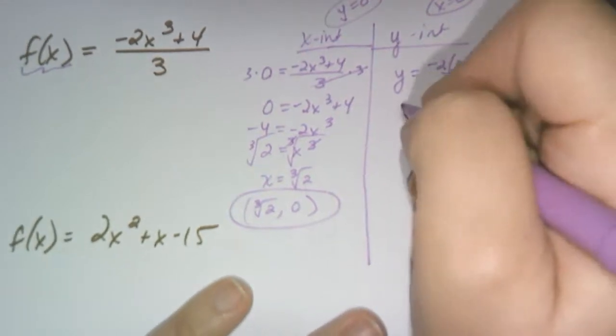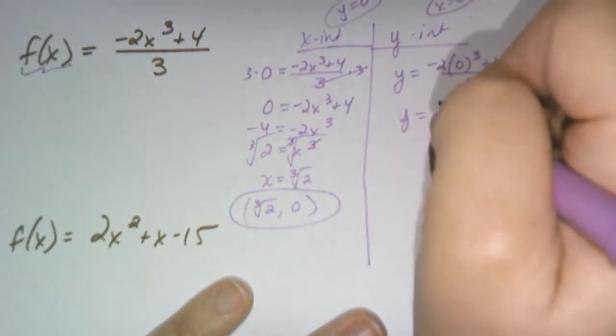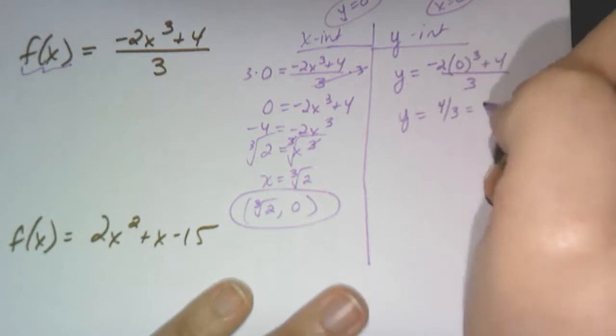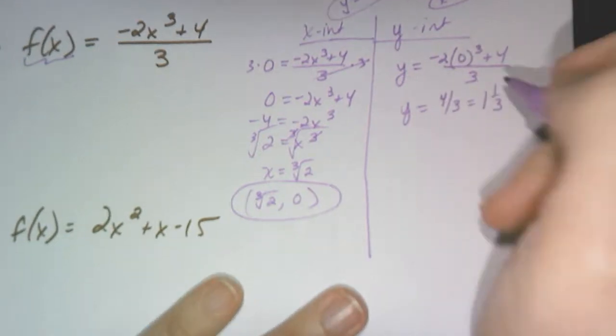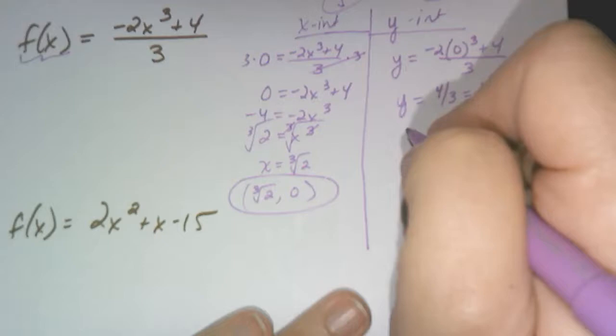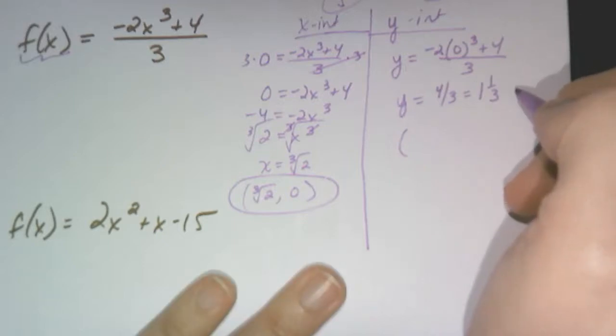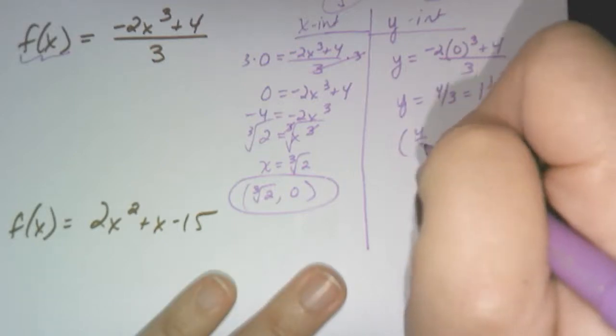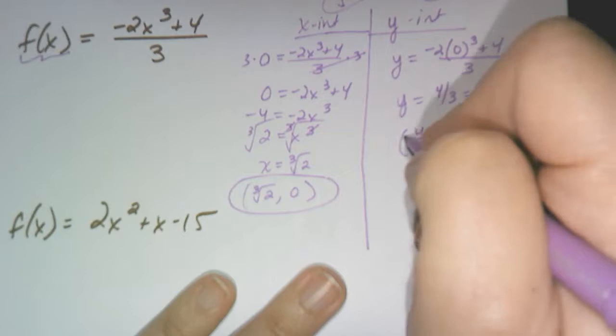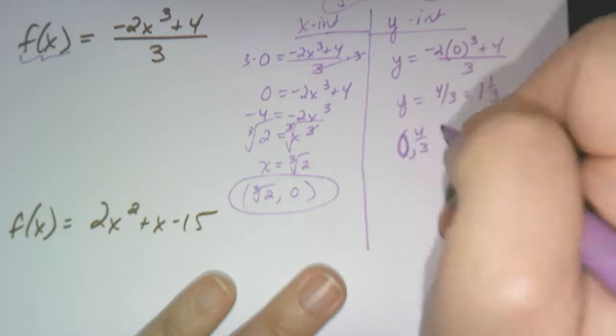What's my answer here, kids? 4/3, which is really 1 1/3. I'm just writing that out for reasons. So if you were to write this as a coordinate again, this would be 4/3. No, Mrs. Seta, stop it. 0, comma, 4/3.